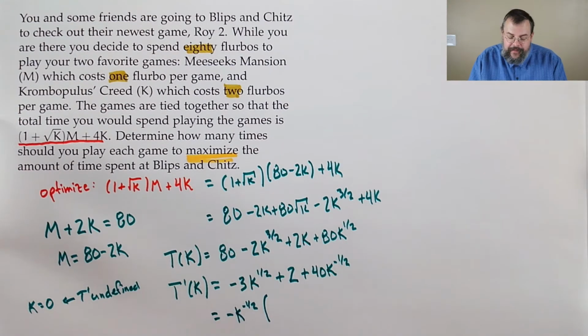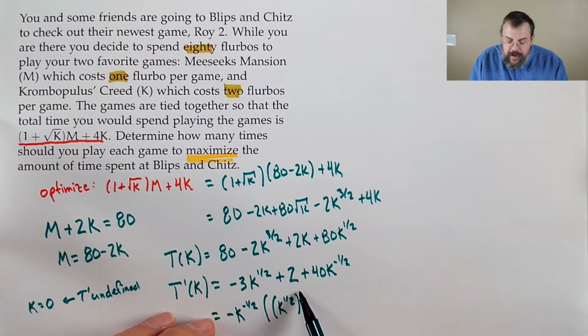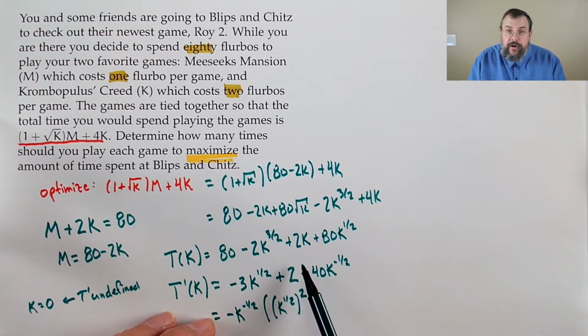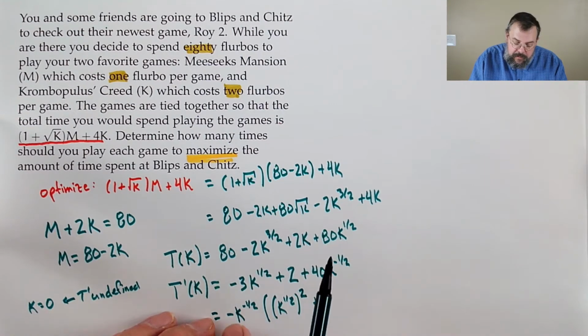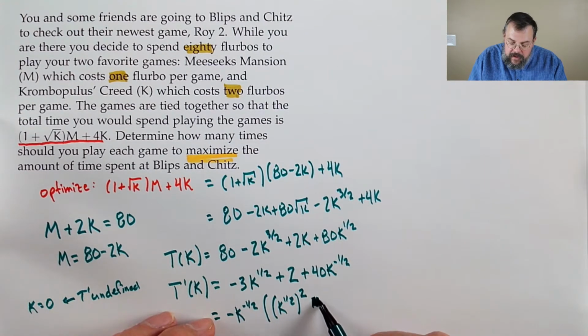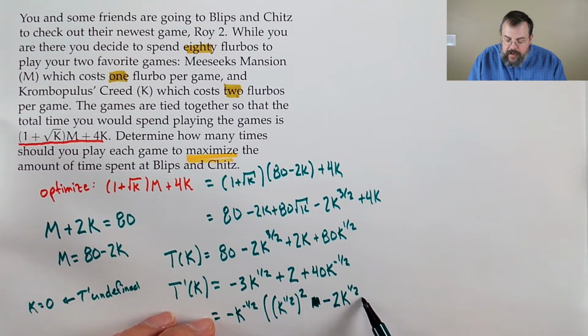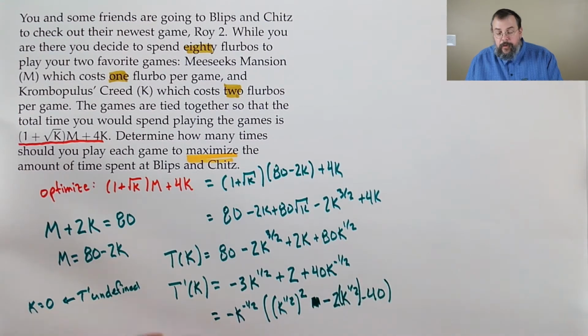Bear with me. Let's think of that as k to the 1/2 squared. You'll see why. All right, the next term, 2, there wasn't a k anywhere, so it's like 2k to the 0. I pulled out a k to the negative 1/2, and, oh, it's not a plus because I'm pulling out a negative. Let me fix that. Minus 2k to the 1/2, and then on the end, well, minus 40.